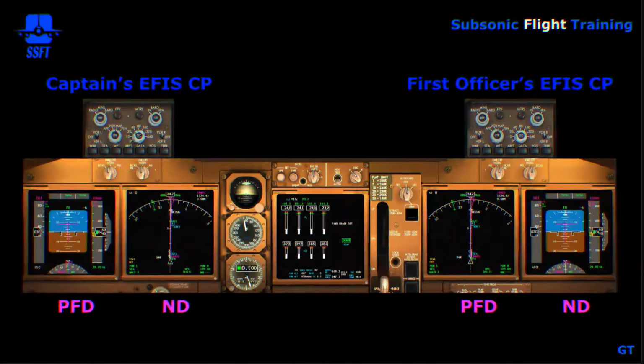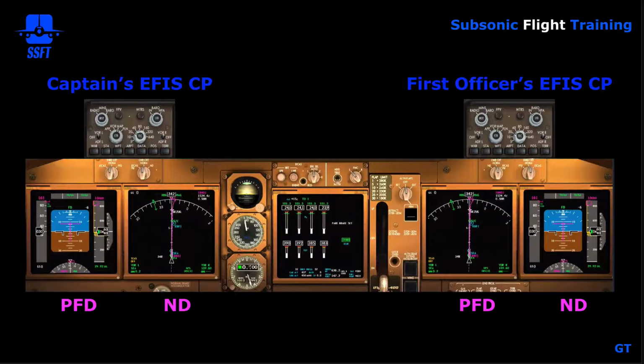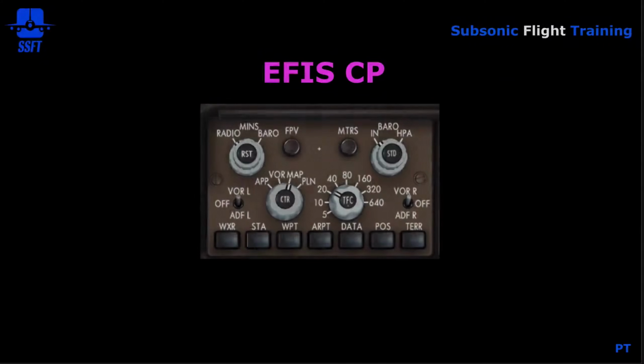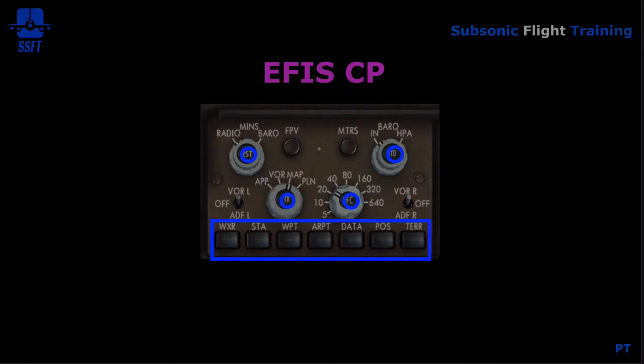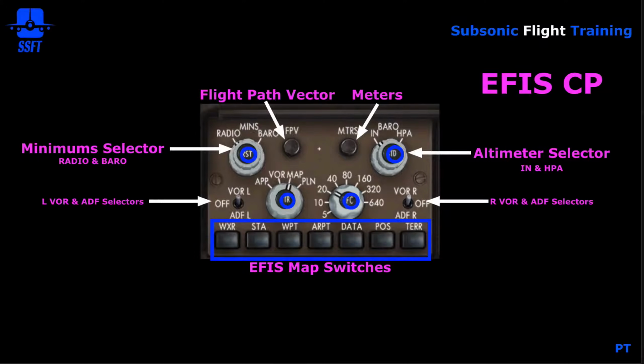Let's get started. Each pilot has an EFIS control panel, one for the captain, one for the first officer. The EFIS control panel controls information that's displayed on the PFD, the primary flight display, and the ND, the navigation display. The EFIS control panel consists of a panel that has rotary controls, toggle switches, and push button switches. Going from left to right and up to down.